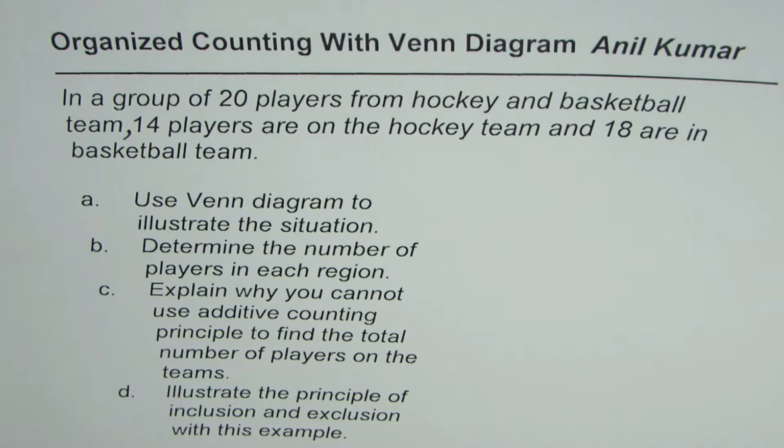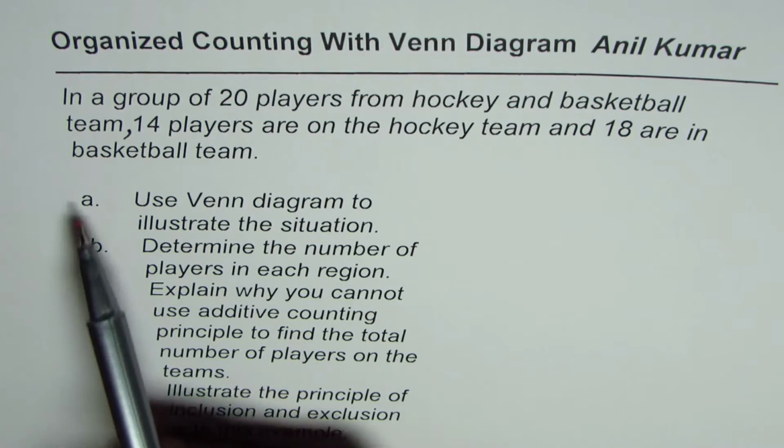I'm Anil Kumar. In this video, we'll discuss organized counting with Venn diagrams and we'll elaborate on the principle of inclusion and exclusion. The question here is, in a group of 20 players from hockey and basketball teams, 14 players are on the hockey team and 18 are in the basketball team.